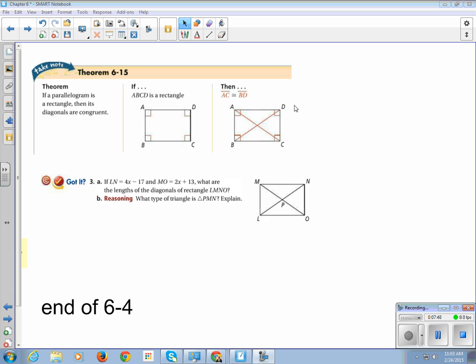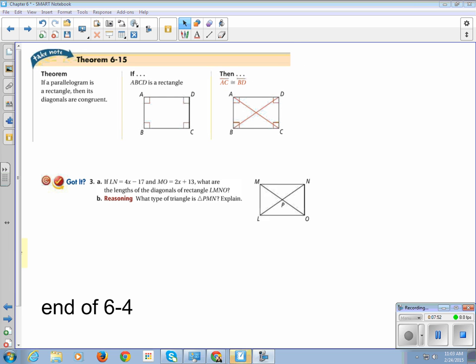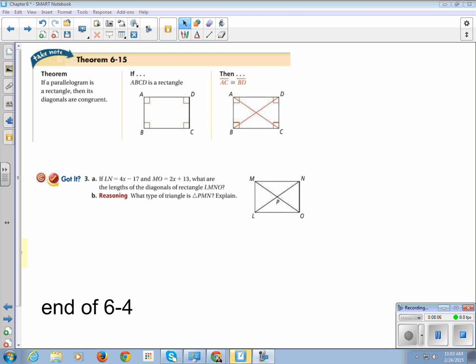All right, the last theorem is 6-15. If a parallelogram is a rectangle, then the diagonals are congruent. So not only are the diagonals bisectors, but they are also congruent. So let me show you guys how that works. If LN is 4x minus 17 and MO is 2x plus 13, what are the lengths of the diagonals?